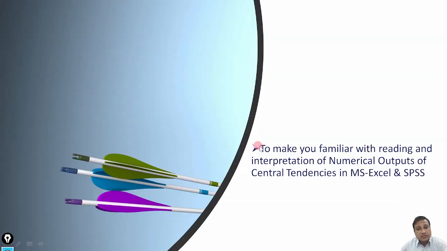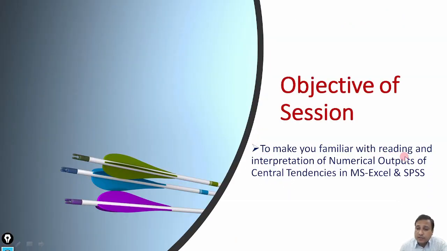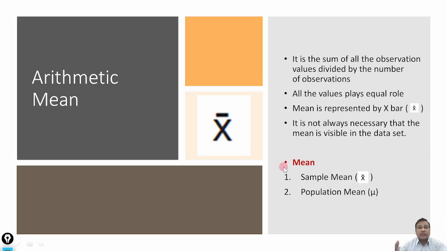So the objective of lecture 19 is to make you familiar with reading and interpretation of numerical outputs of central tendencies in MS Excel and SPSS. But before starting, let me revise the meaning of arithmetic mean, median and mode. What is arithmetic mean? Arithmetic mean is the sum of all the observation values divided by the number of observations, and it represents the average value from the data set or from the distribution.